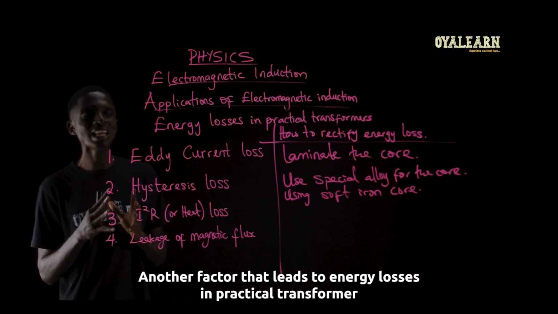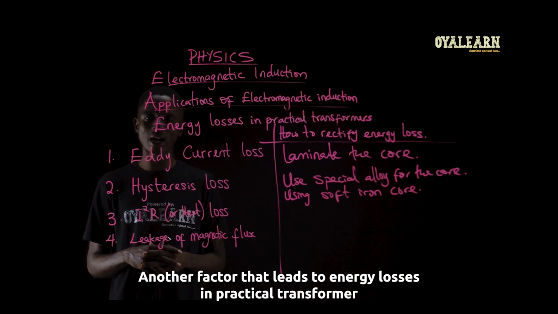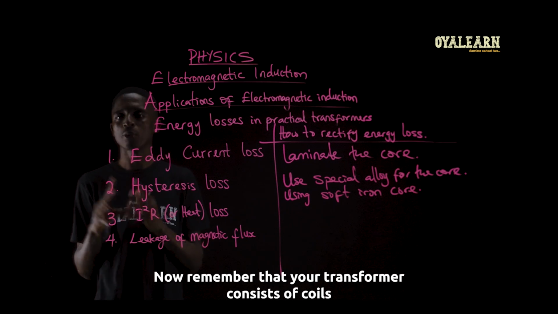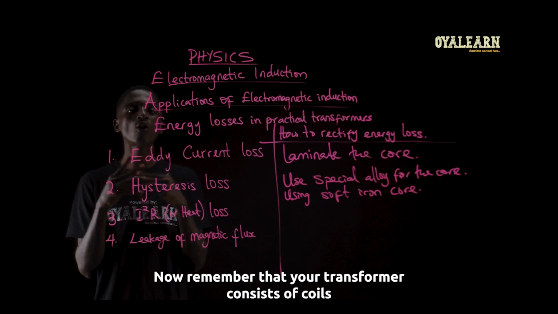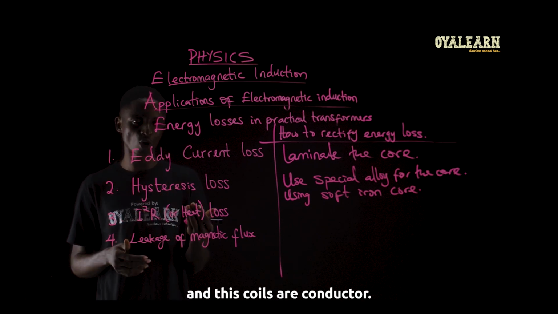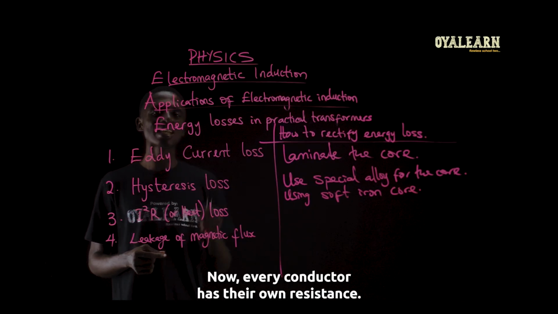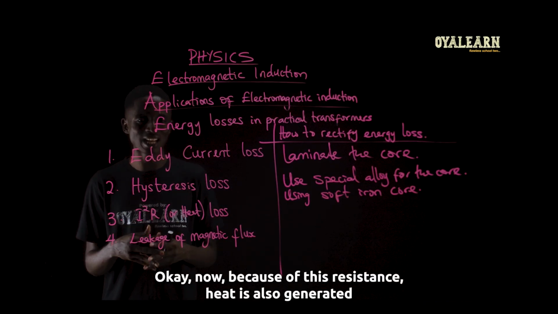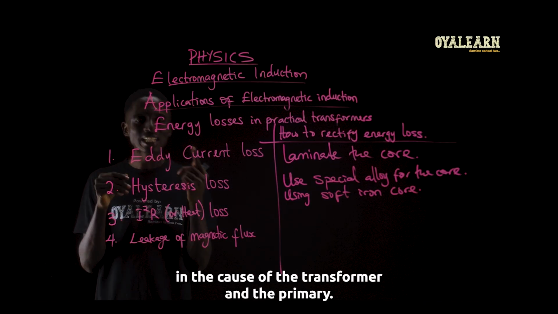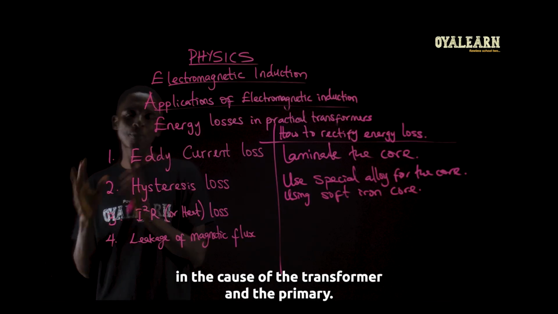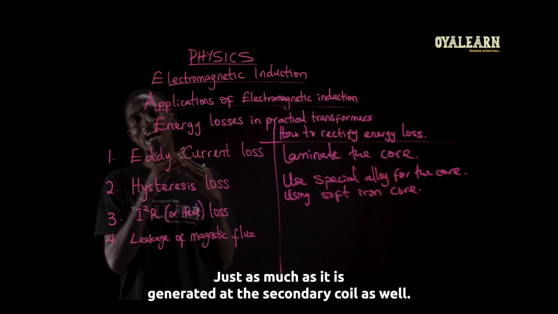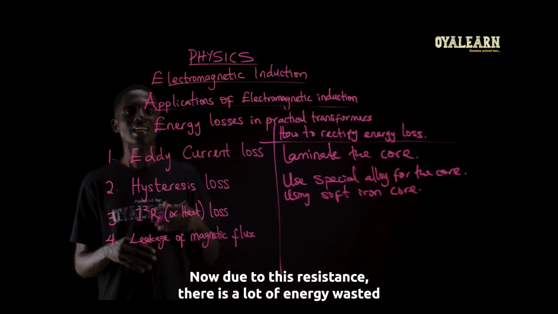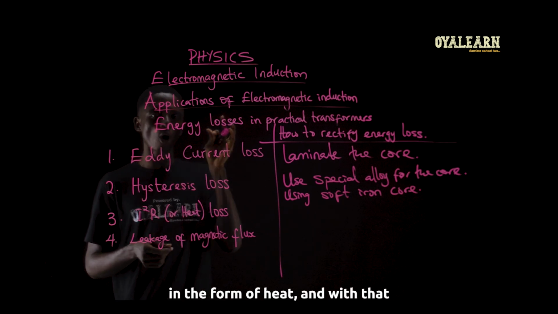Another factor that leads to energy losses in a practical transformer is what is known as the heat loss or the I2R loss. Now, remember that your transformer consists of coils, and these coils are conductors. Every conductor has its own resistance. Because of this resistance, heat is also generated in the coils of the transformer at the primary just as much as it is generated at the secondary coil as well. Due to this resistance, there's a lot of energy wasted in the form of heat.